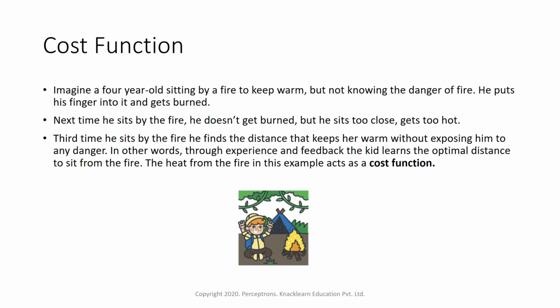So the heat from the fire in this example acts as a cost function. From the heat, the kid is learning the right way to reduce that cost function. The major goal of any machine learning model is to reduce the cost function, that is, to reduce the errors. If you reduce the cost function, the errors will also get reduced within the model. Within this example, the heat from the fire is a cost function and the kid is trying to reduce that heat. So this is what the cost function is.